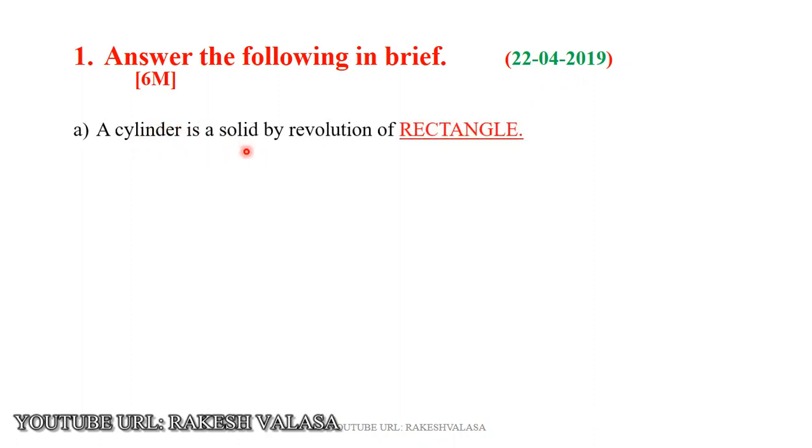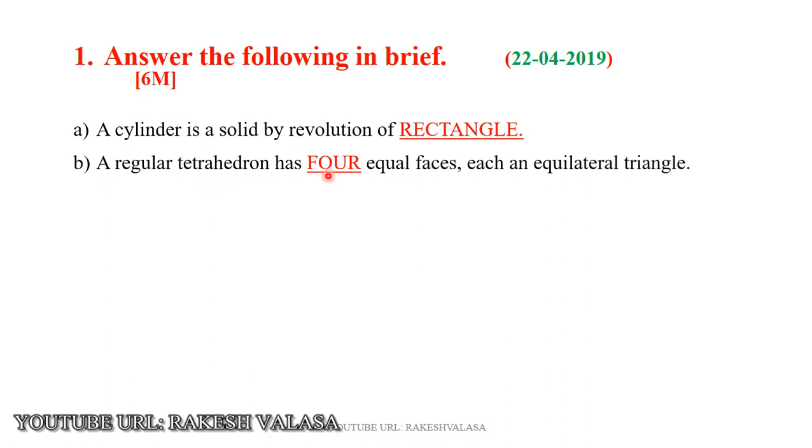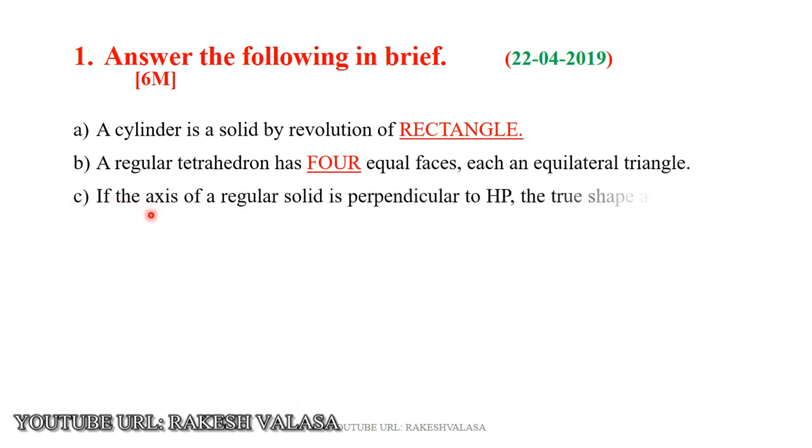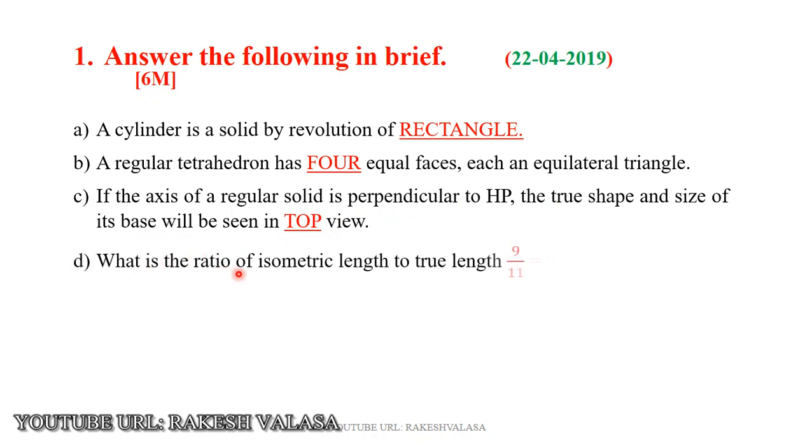Let us see question number A. A cylinder is a solid generated by revolution of a rectangle. Question number B. A regular tetrahedron has four equal faces, each an equilateral triangle. Question number C. If the axis of a regular solid is perpendicular to HP, the true shape and size of its base will be seen in top view only. Question number D. What is the ratio of isometric length to true length? That is 9 by 11, or root 2 by root 3, or 0.815.